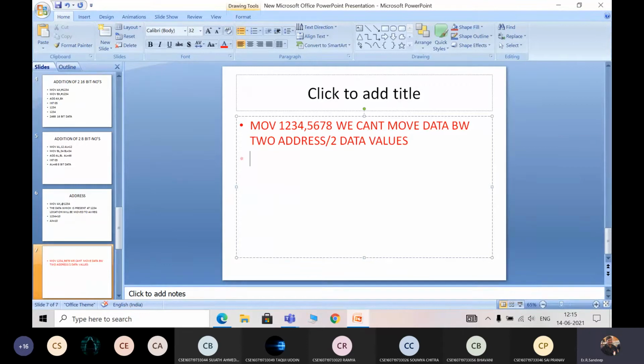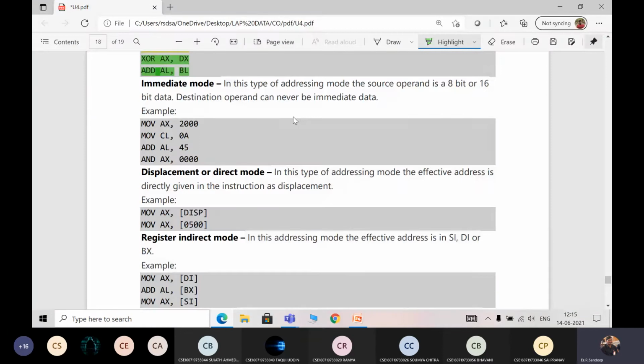Either the destination should be a register. Definitely the destination should be a register. It should not be a number. So that is the meaning of the explanation. In this type of addressing mode, the source operand is either 8 or 16-bit data, and the destination can never be an immediate data.